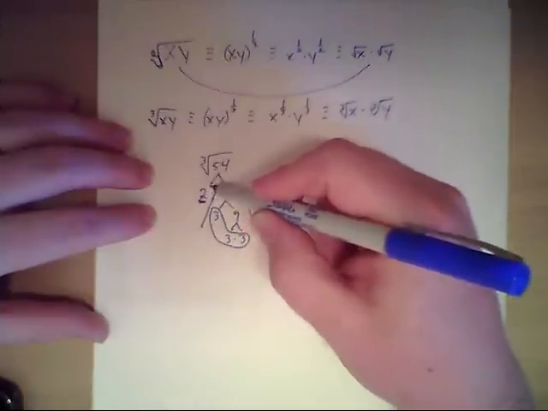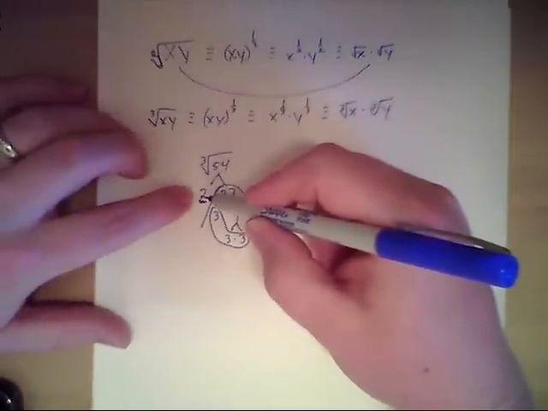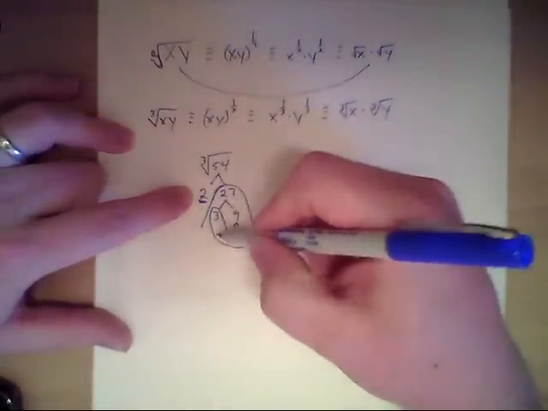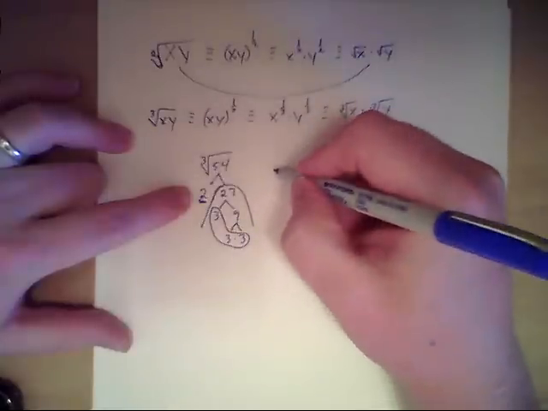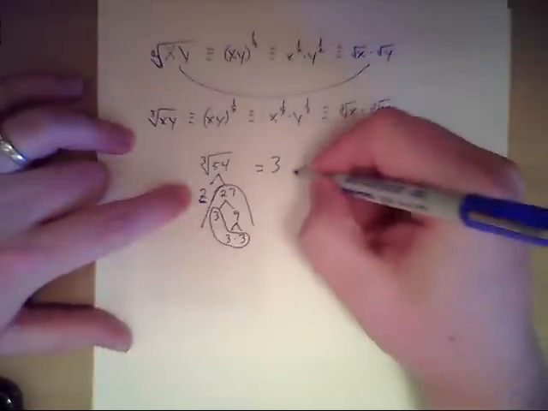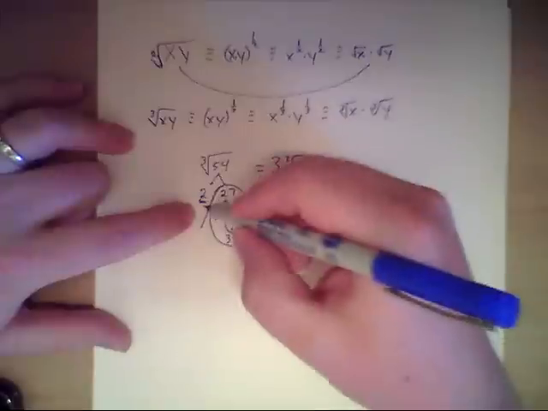And just like on square roots, any numbers that can't find a group of 3 stay inside the radical. So we have one group of 3's, so that's going to come out of the radical as a 3. So this is going to equal 3 times the cube root of whatever didn't make it out, which is the 2.